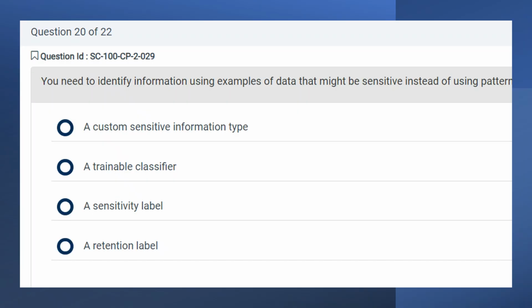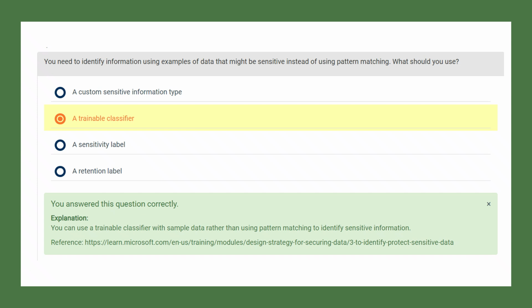Question 20. You need to identify information using examples of data that might be sensitive instead of using pattern matching. So what should you use? A, a custom sensitive information type, B, a trainable classifier, C, a sensitivity label, and D, a retention label. And the correct answer is a trainable classifier. Again, you need to identify information using examples of data instead of pattern matching, and so you can use a trainable classifier with sample data rather than pattern matching to identify sensitive information.